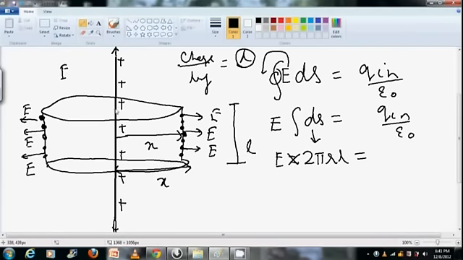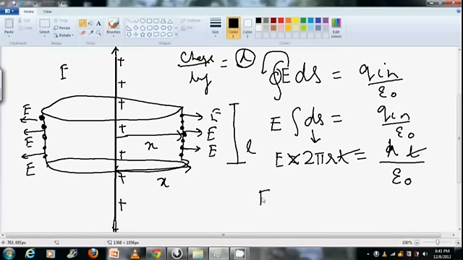So the total charge inside the cylinder is the charge per unit length multiplied by the total length, which is equal to lambda into L. That is q in, divided by epsilon naught. So now notice that L anyway cancels out.